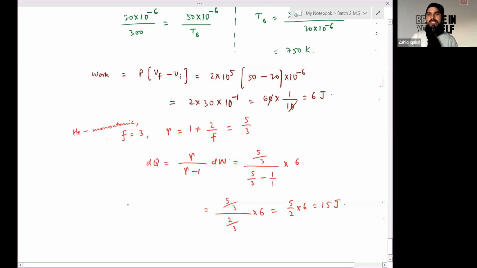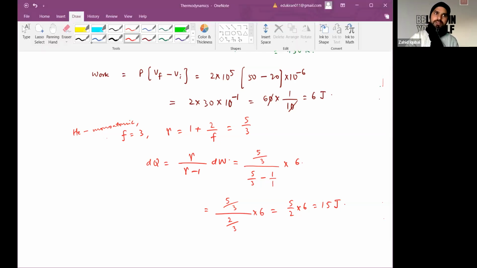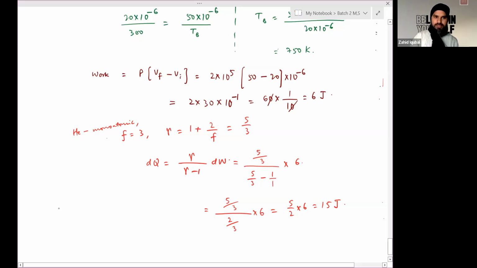Now we have heat supplied to the system and we have calculated work done. So according to first law, you will be able to calculate change in internal energy. So dq equals to du plus dw. So du equals to dq minus dw. dq we have 15 and dw 6. So 15 minus 6, that will be 9 joule.